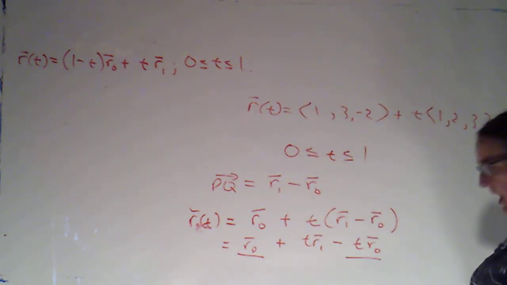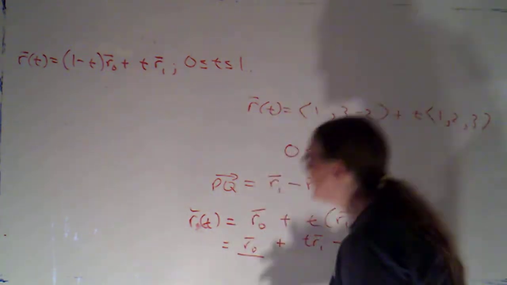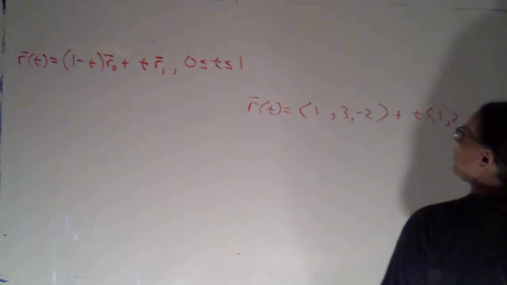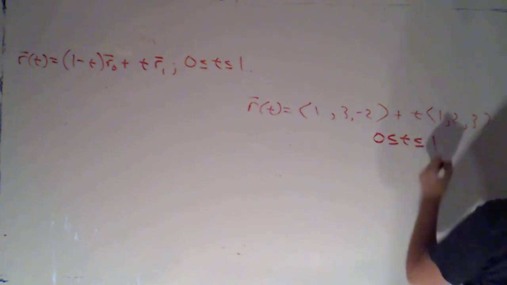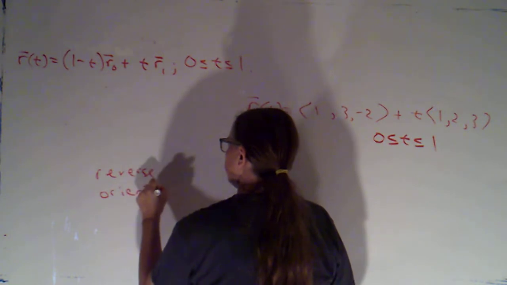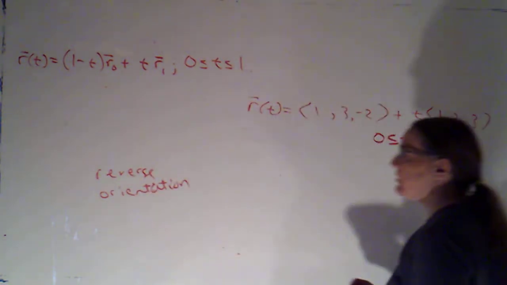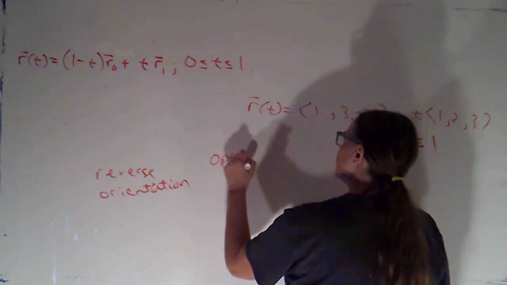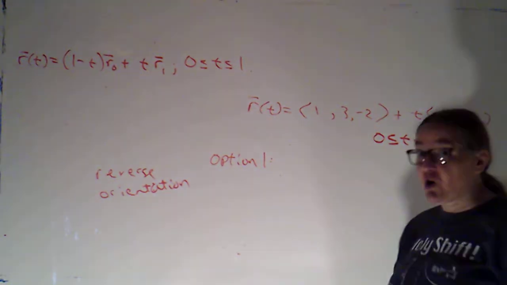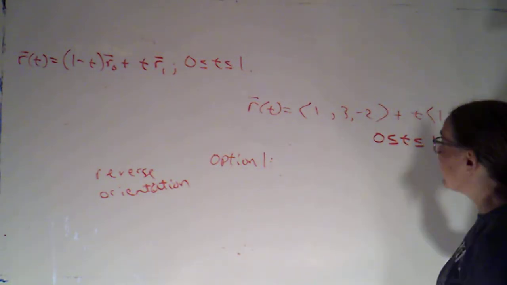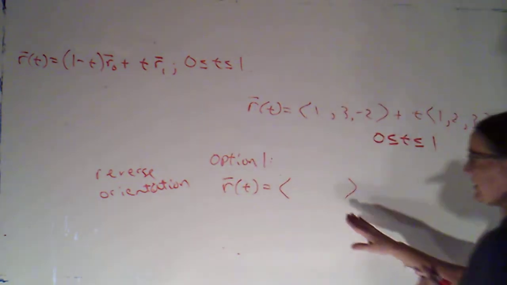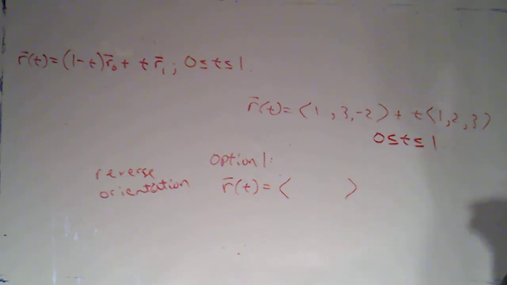Now, let's suppose I wanted to reverse the orientation for my line segment. I think I'm going to work with this version of things, and I want to reverse the orientation. Well, there are several options. I think the simplest one is just to reverse the starting point and the direction vector. Instead of starting at point P, let's start at point Q.